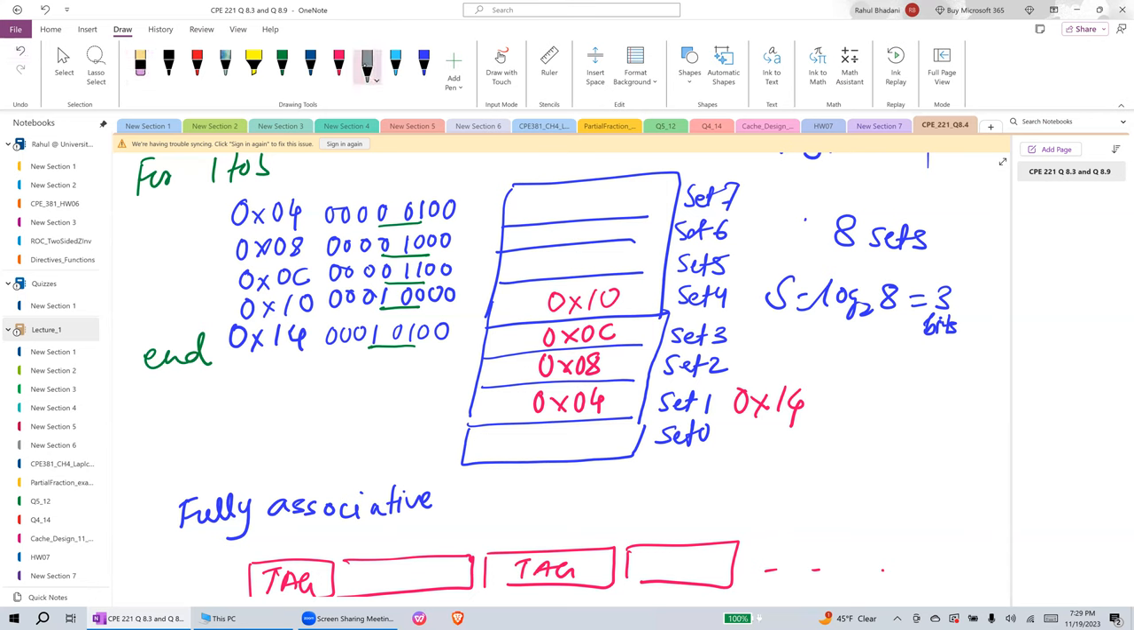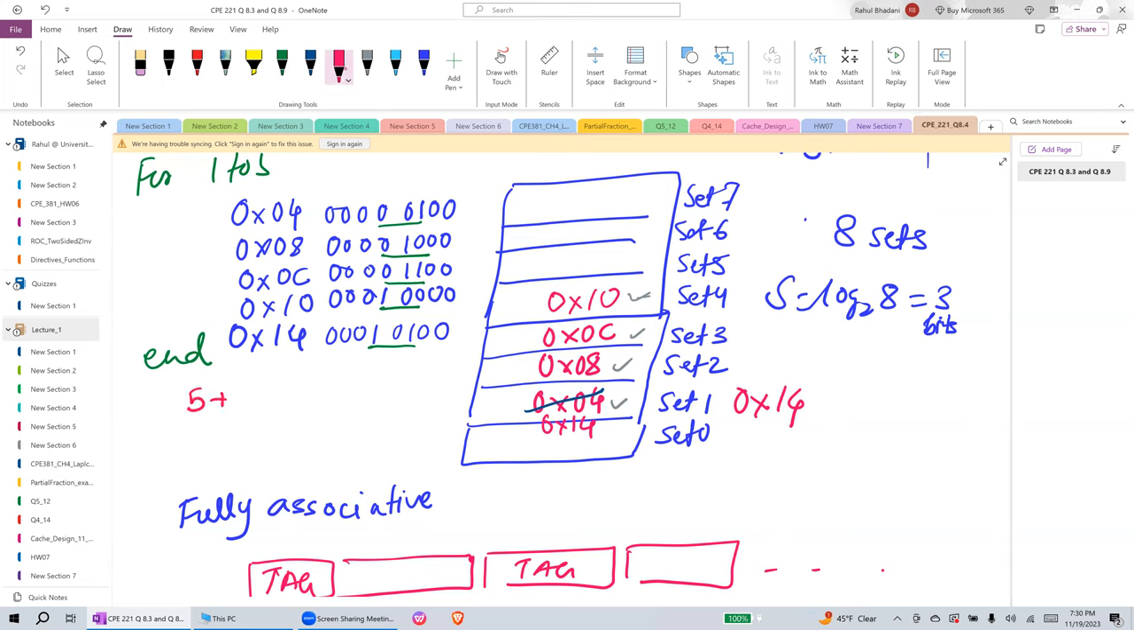Okay, so the first time cache miss for all of these. And then after that, we again come to 0x14, which is supposed to go to set one, but set one is full. So it will delete this and then write 0x14, okay? So we have a total of 5 misses in the first iteration itself, okay? So 5 misses.